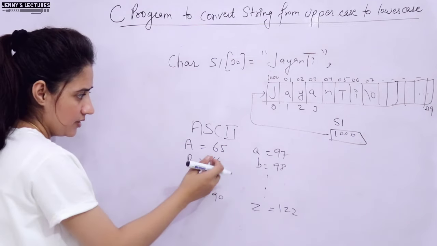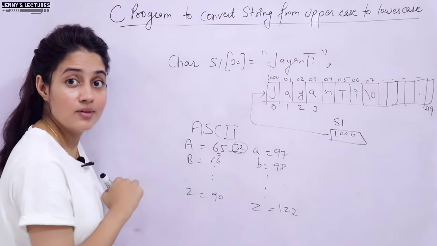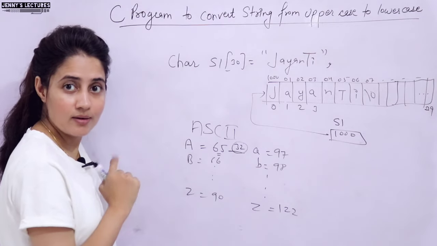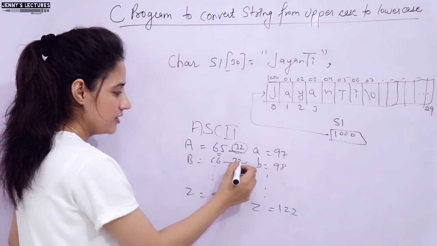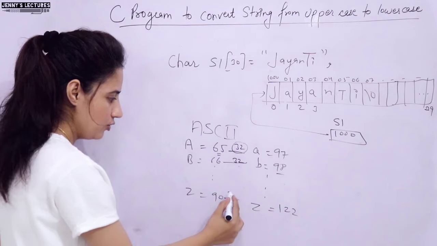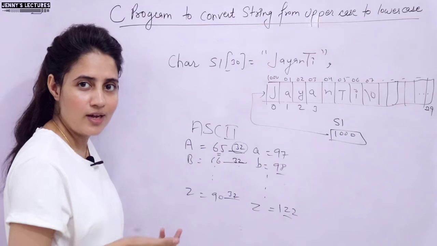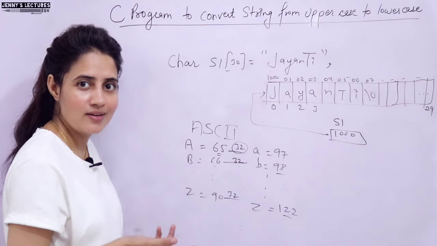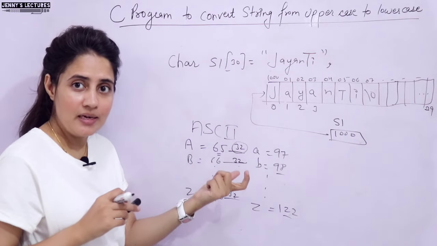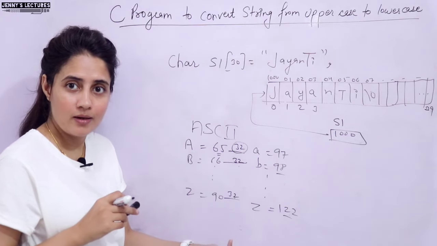So what is the relation? In 65 if you add 32 then you will get 97, and 97 is small a. Same in 66, if you add 32 you will get 98. In 90, you add 32 and you will get 122. So that's the simple logic you have to apply. If any character is capital, just add 32 to the ASCII value and you will get the small letter, right?